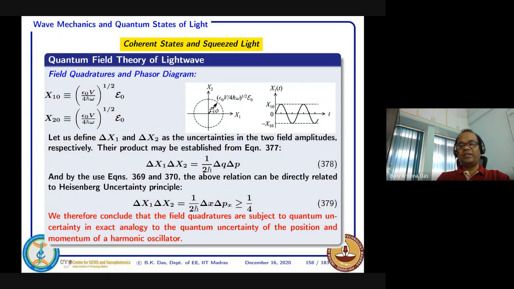If you represent the electric field in the x1 x2 quadrature plane, with one component in this direction and another component in that direction, then your field looks like that. This will be the magnitude, and this will be the phase, phi, whatever initial phase you consider. So we can express our electric field in phasor form, with E naught the magnitude and phi the phase.